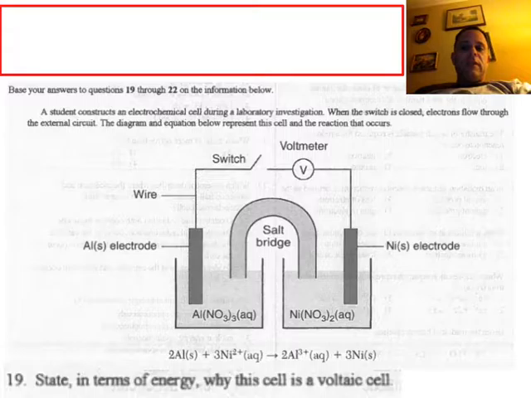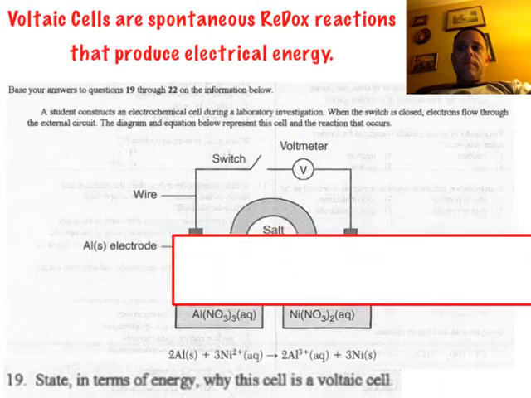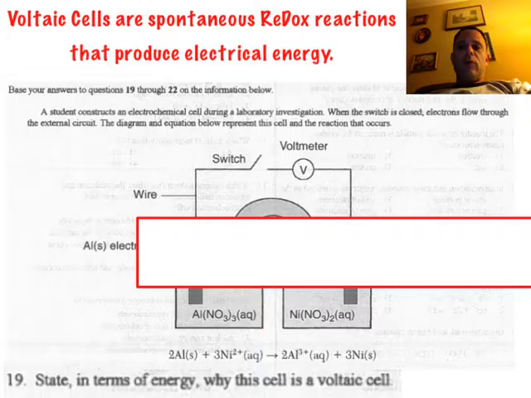This question says, state in terms of energy why this cell is voltaic. I will disclose the answer up here. And here I wrote, it is that voltaic cells are spontaneous redox reactions that produce electrical energy. And that's why that voltmeter is there. It is going to actually read how much electricity is being produced.